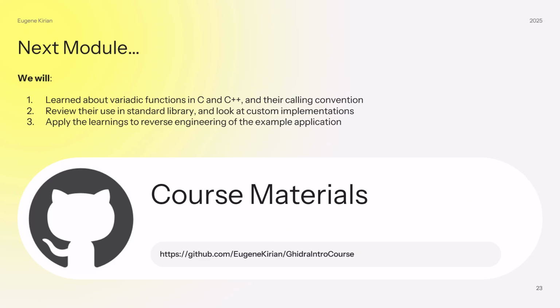Next up, we're diving into variadic functions in C and C++. We'll explore how they work, their calling convention, and see how they're used in the standard library. We'll also look at the custom implementations, so you can see the concepts in action. To put your new skills to the test, we'll apply what you learned to reverse engineer an example application. All the course materials, including course examples and exercises, are available on GitHub at the link provided in the description. I'm looking forward to continuing our journey into the world of reverse engineering with Ghidra.